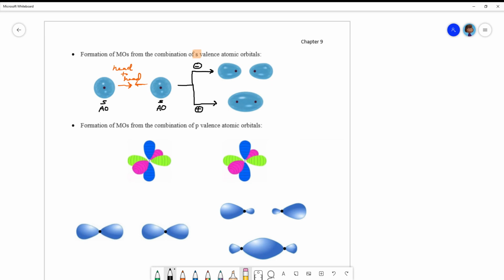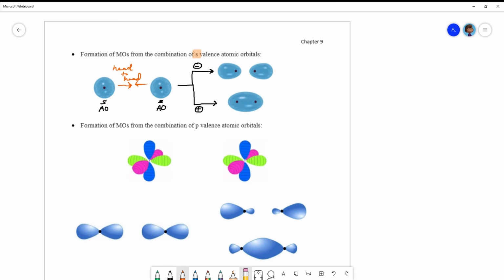So what are these two new molecular orbitals? Now you're saying two, I don't see two. Well, this is one molecular orbital. And even though this looks like it's more than one, this whole thing is one molecular orbital. So, one, two molecular orbitals. And the little black dots here represent the nuclei.